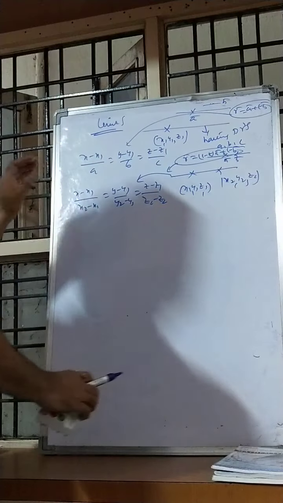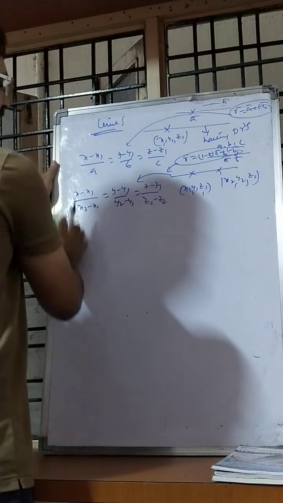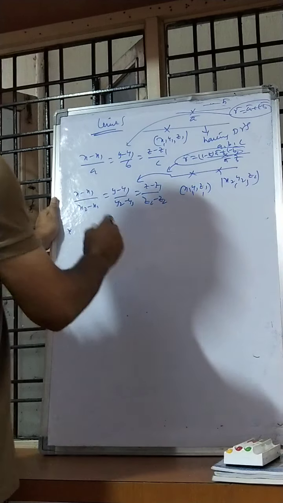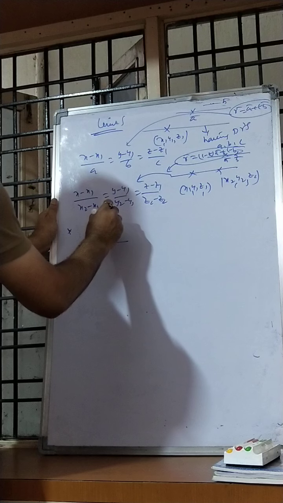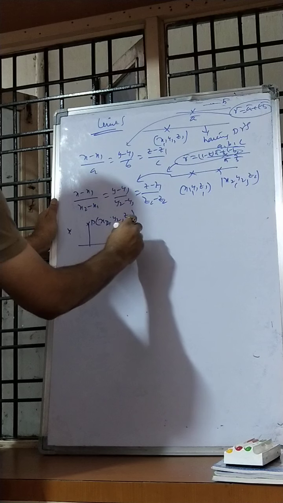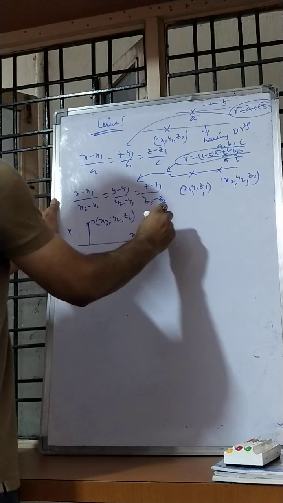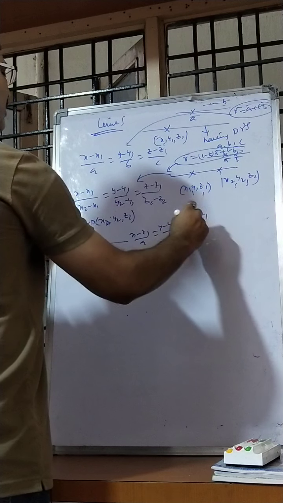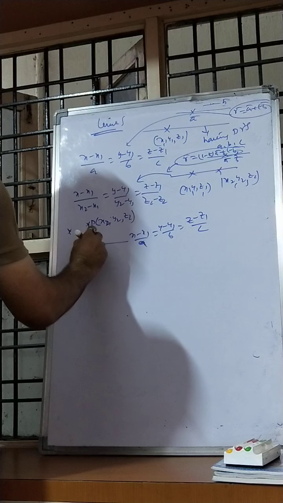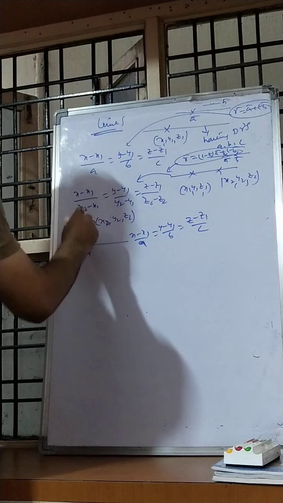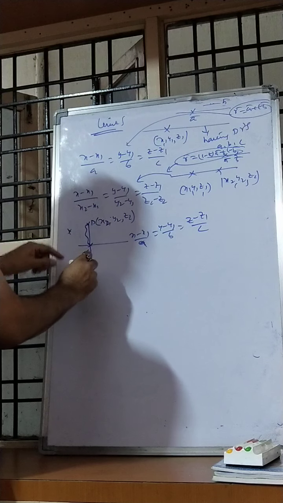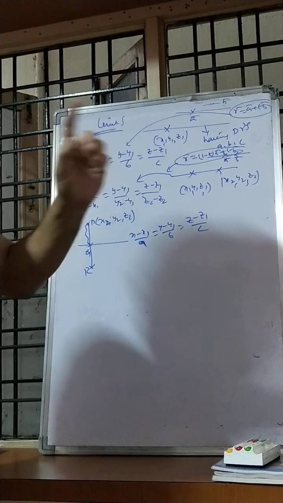Some good points related to lines I am going to discuss now. Suppose a line equation is given, one line and one point is given. For example, let us say x2, y2, z2 is a point P, and the line is given: x minus x1 by a, y minus y1 by b, z minus z1 by c. He may ask the perpendicular distance, or the foot of perpendicular, or the image. For this we go for the same procedure.